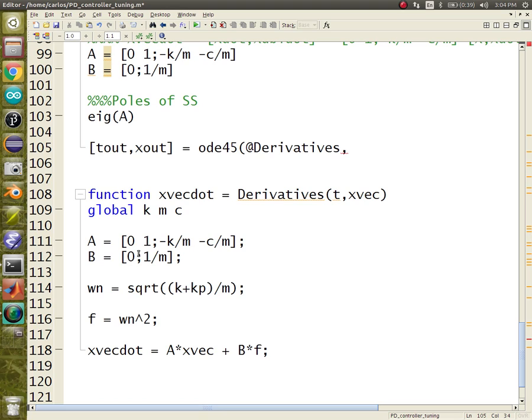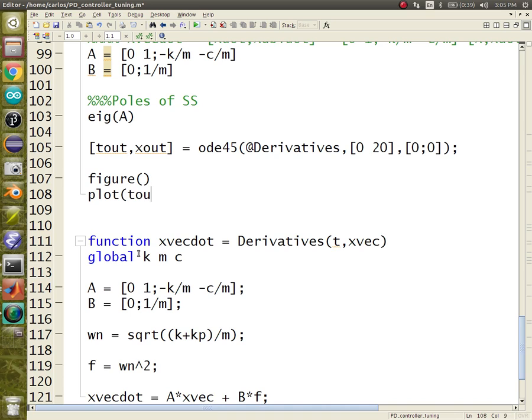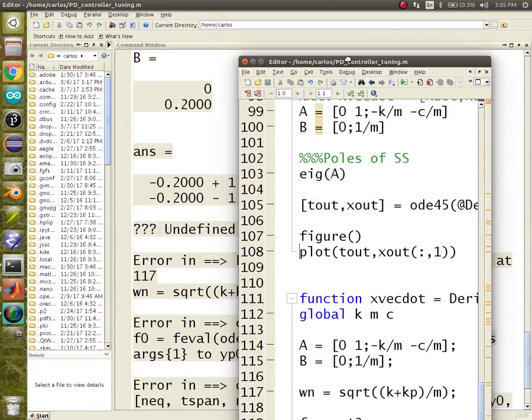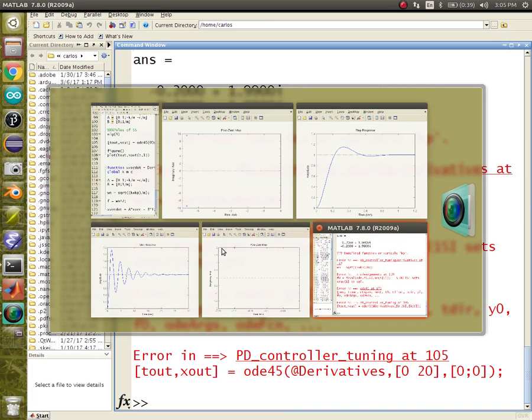And now I just do my ODE45, t out, x out, equals ODE45 at derivatives. I do the t-span, so 0 to 20 seconds, and the initial conditions. And then I can plot, let's throw a figure down, and I'm going to plot t out, comma, x out all, comma 1, and that's probably going to throw me an error, but I guess it'll be okay. Undefined variable, oh, kp is undefined, of course.